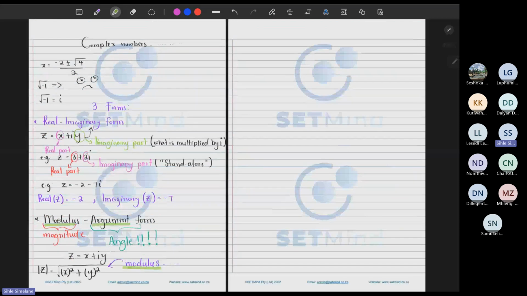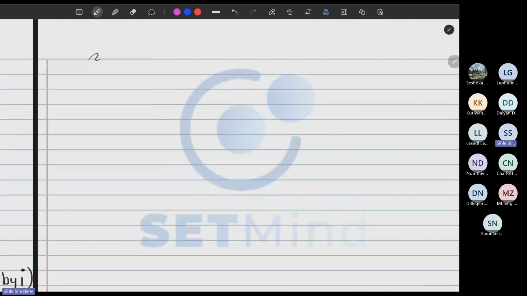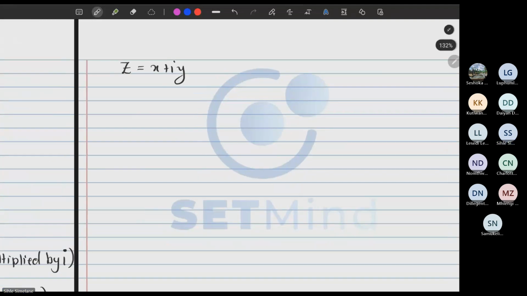So let's look at the argument, which is the angle. The angle will really depend on where you are. So z is equal to x plus iy. We are looking at the angle. So I'll draw the Cartesian plane with you. Let me call it the complex plane. We have x and y.